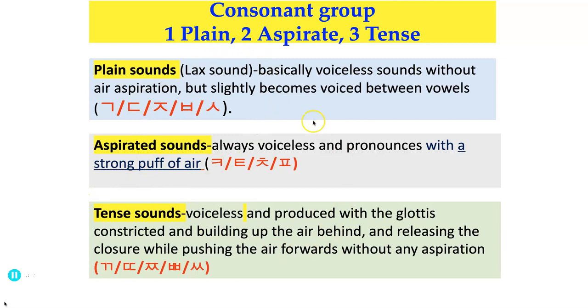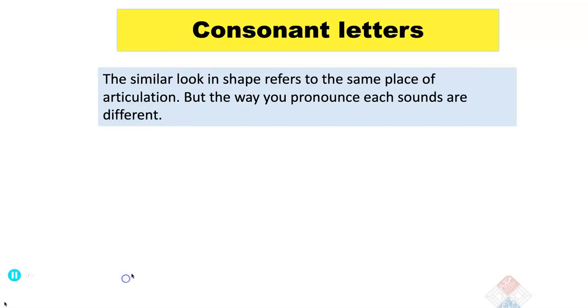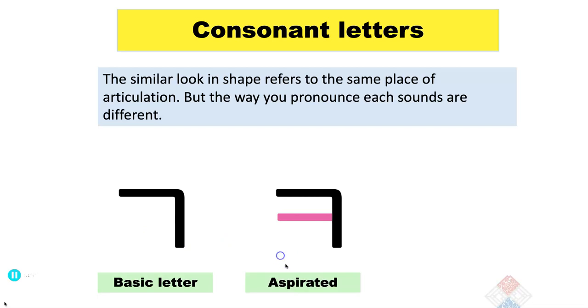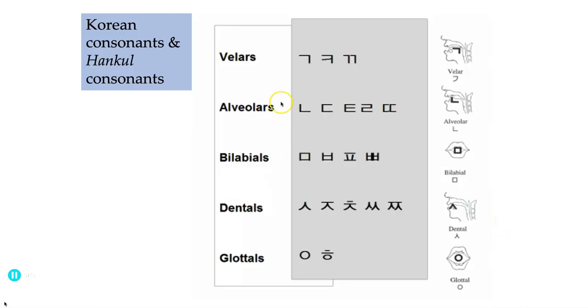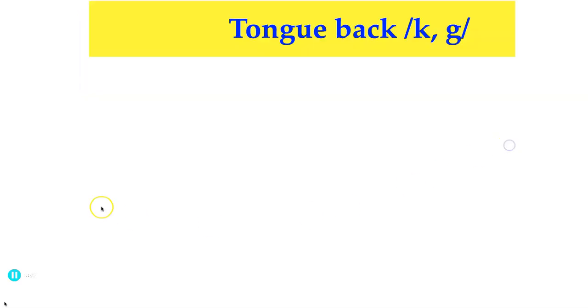So you have to understand this kind of grouping going on in Korean: plain sound, aspirated sound, and tense sound. This one is a basic letter, a plain sound, and this is an aspirated sound. A lot of air is coming out. And for the tense sound, your glottis is constricted and air builds up behind, and instantly you just pronounce the sound. 까, 까, 까, 까. First of all, we are going to look at the velar sounds, 그, 끄, in this lesson.